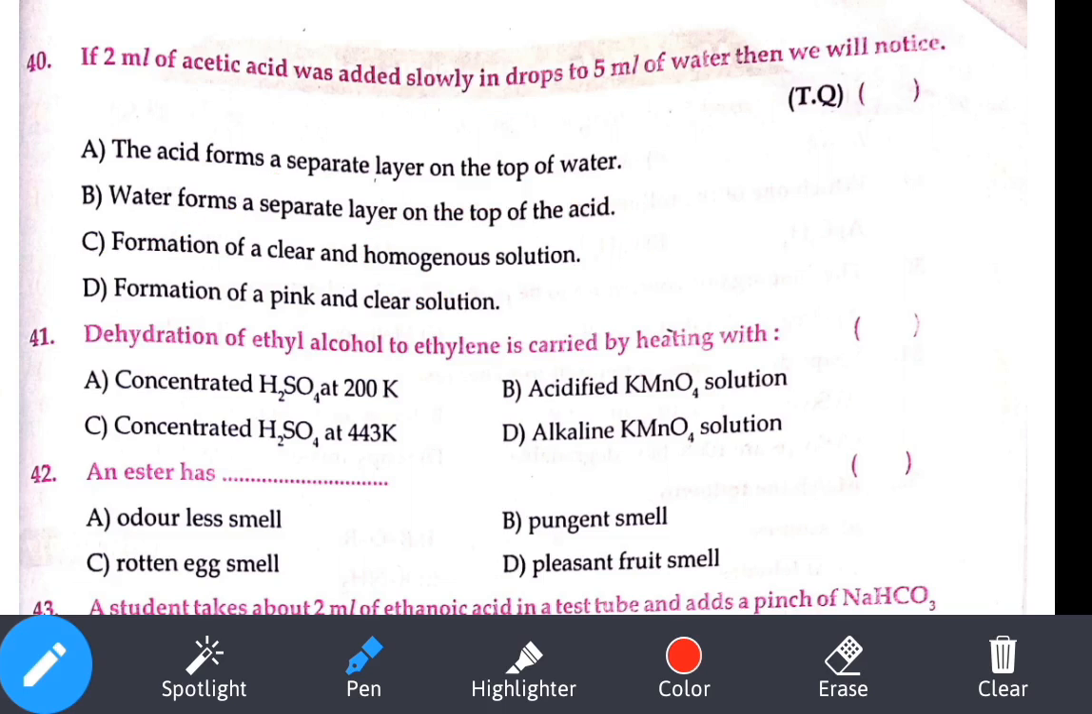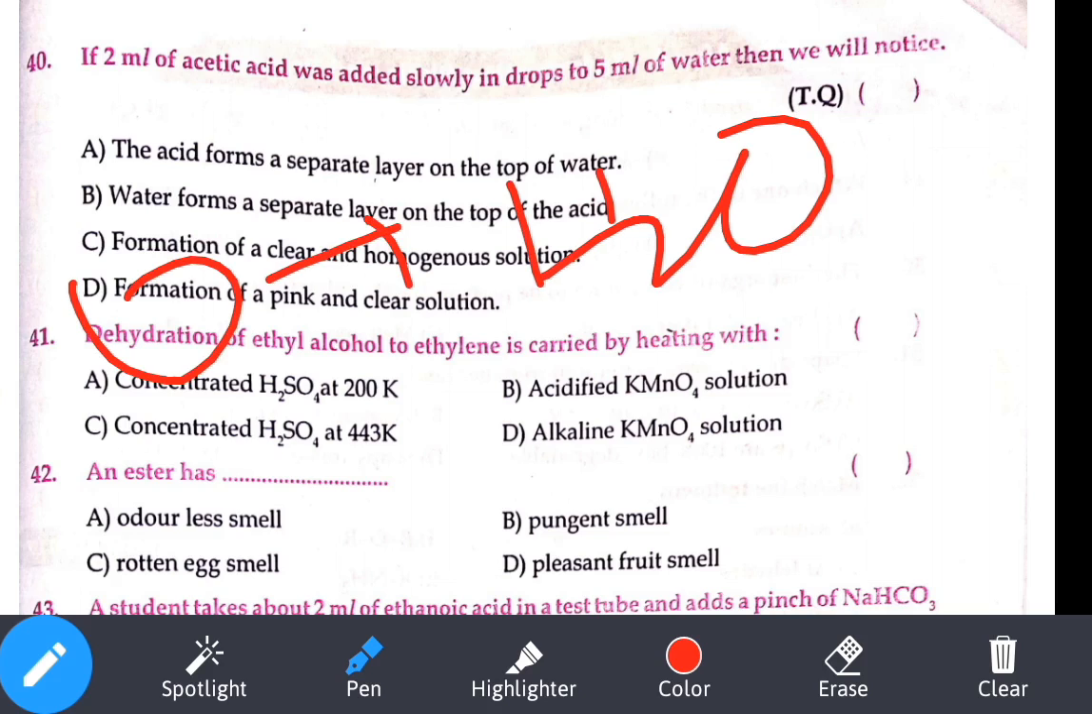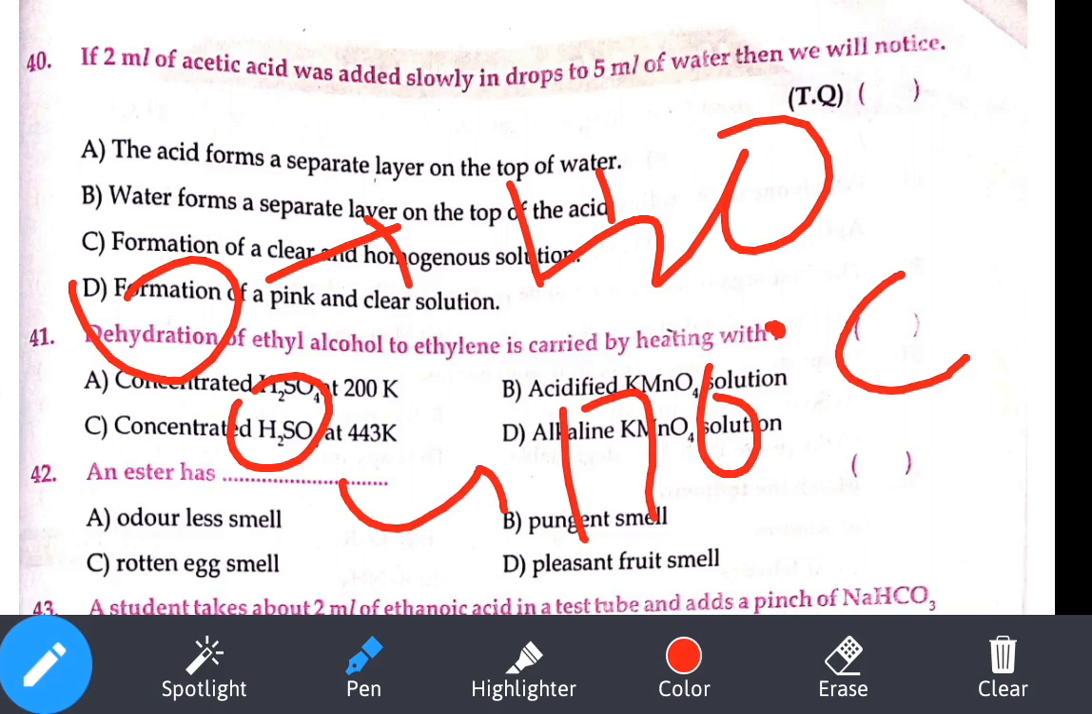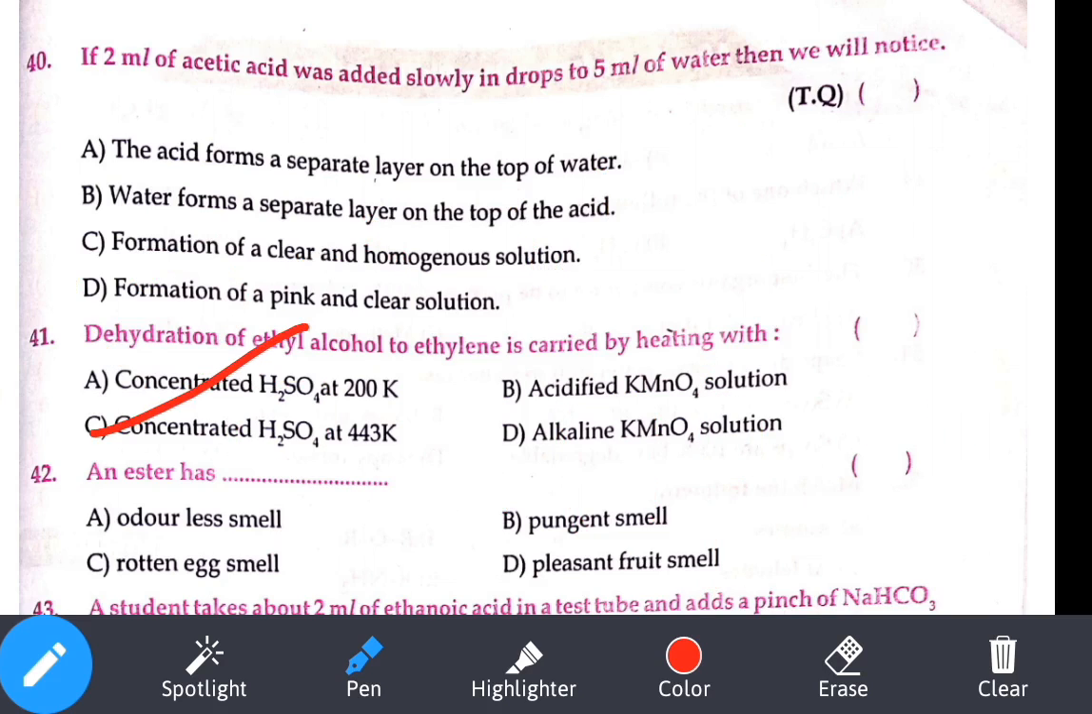41st question. Dehydration. Dehydration means what? Removal of water molecule. Dehydration of ethanol to ethylene is carried out by heating. Heating at what? Dehydration reaction is nothing but concentrated sulfuric acid, H2SO4, at what temperature? 170 degrees Celsius, or if we convert into Kelvin it will become 443 Kelvin. So option number C.